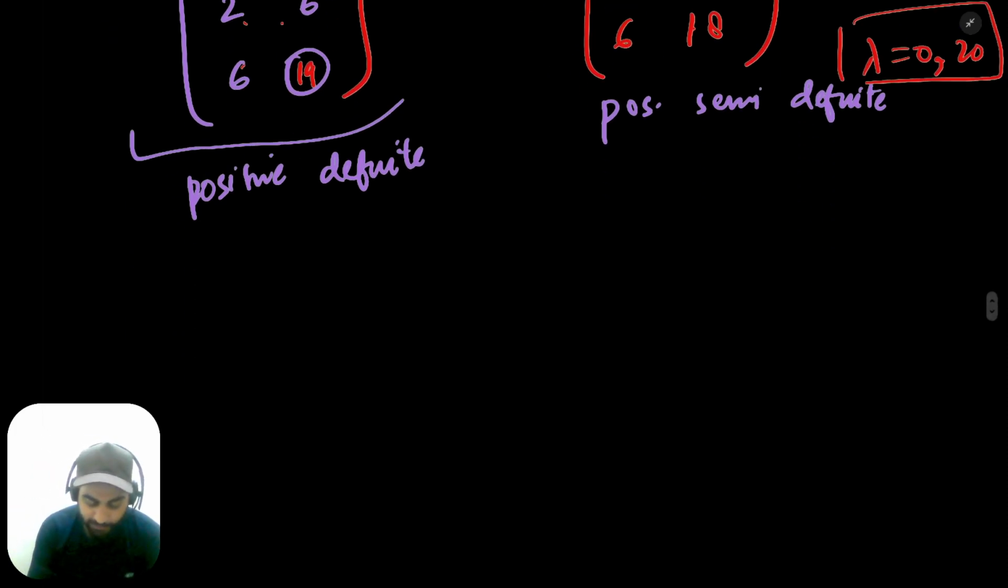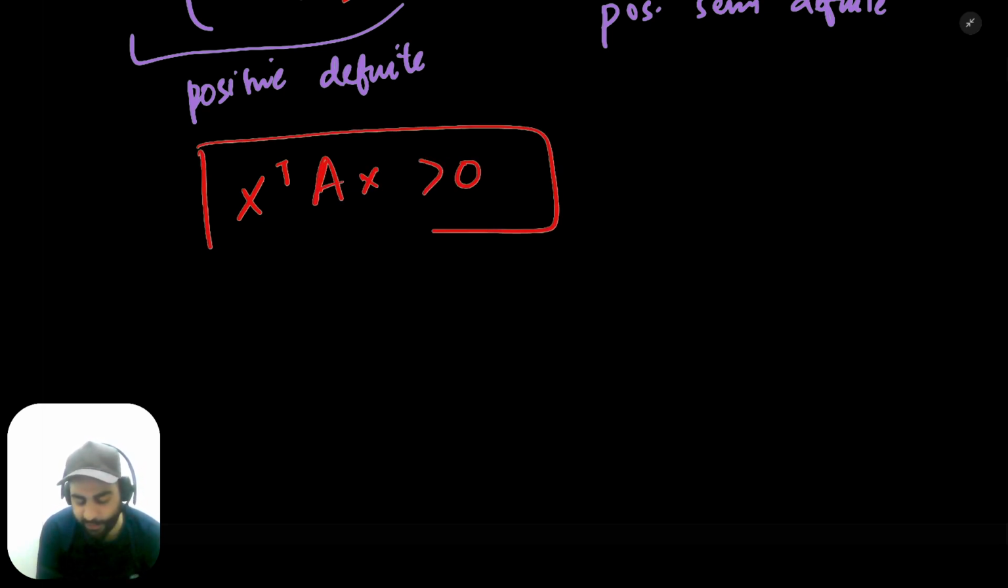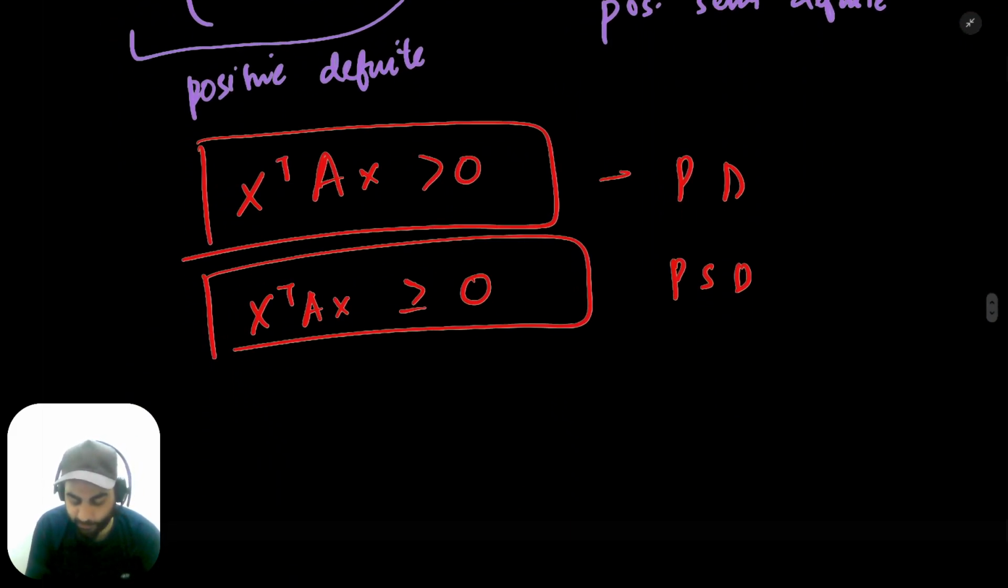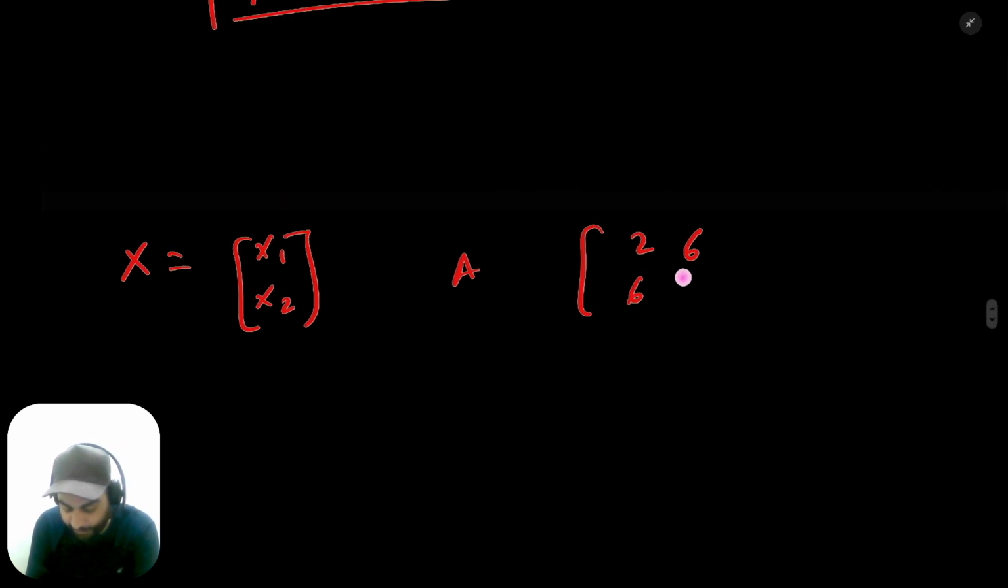So what I'm telling you is that this is the most important equation that we'll check. This x transpose Ax should be greater than 0. If it is greater than 0, it is positive definite. If x transpose Ax is greater than or equal to 0, then it is positive semi definite. These are the two things. Now let's suppose we have this vector x, that is x1 and x2, and I have a matrix A. Let's suppose that is our matrix 2 6, 6 and 19. This is our matrix A.